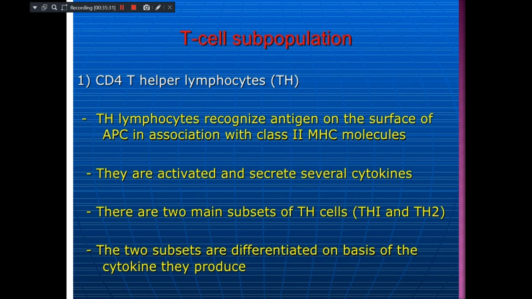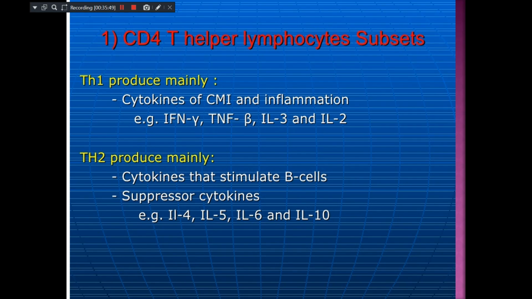They secrete several cytokines. There are two main subsets, Th1 and Th2, and mainly this subset differentiation is based on the cytokines they produce. What type of cytokine they produce? Th1 usually produces cytokines that cause inflammation. When there's an infection, there's an inflammation. Suppose you have a cut, and some pathogens, bacteria and other things, have entered. There will be inflammation.